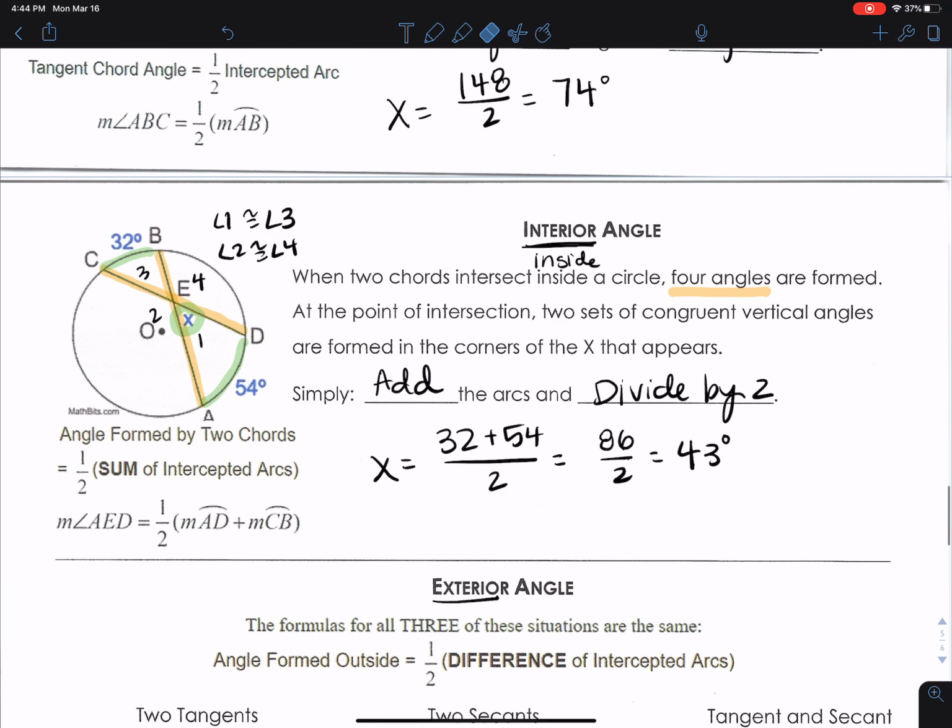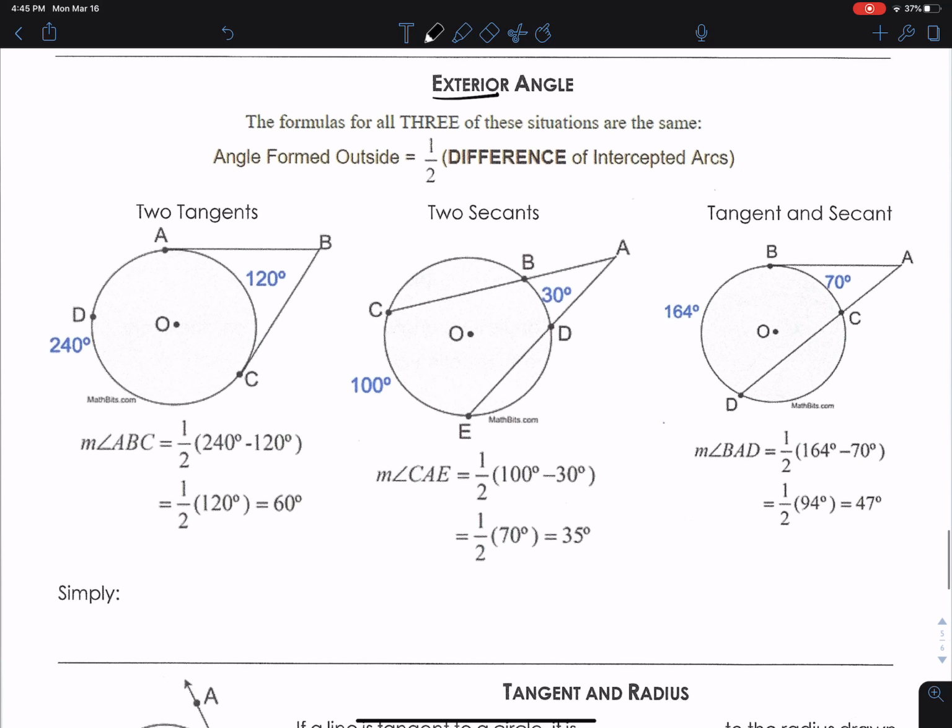So the only way you can get interior angles is if we have two chords that are intersecting, because chords are always completely inside of the circle. With exterior angles, we need pieces that can be outside of the circle. So that would be tangents, secants, or a combination of the two. So if we have two tangents, that means that we have this line here that is extending like this. So AB is extending like this.